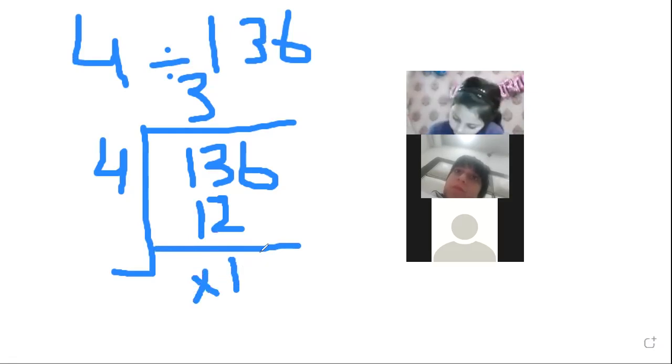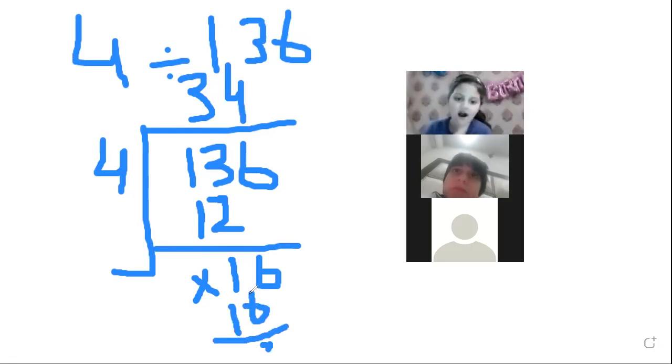Now it's the turn of 6. 6 will come down. Now it's 16. 4 fours are 16. Then we will do subtraction. 6 minus 6 is 0. 1 minus 1 is 0. Got it? In 136, 13 is not present in the table of 4. So we have to find a number which is present in the table of 4 and is less than 13. And it's 12. 4 threes are 12. Okay?